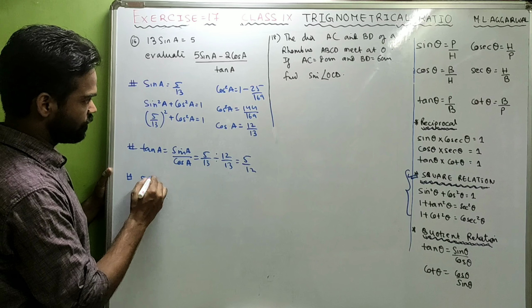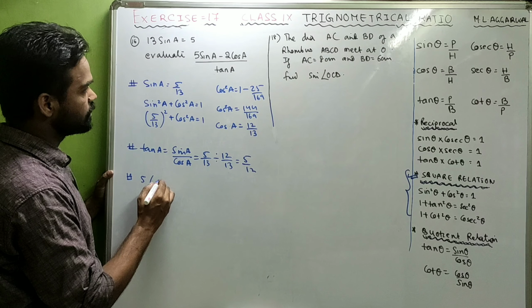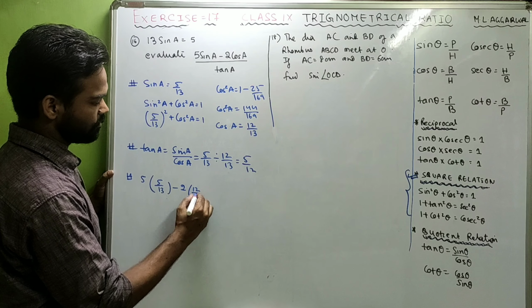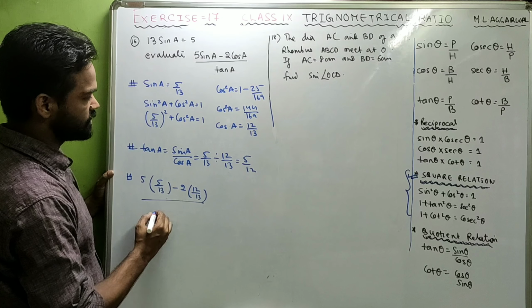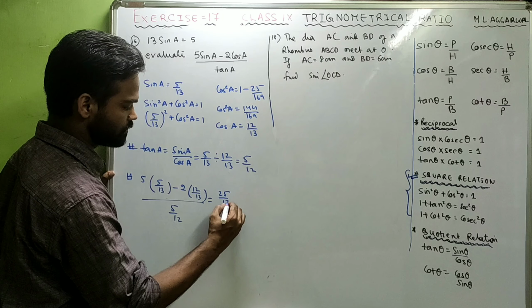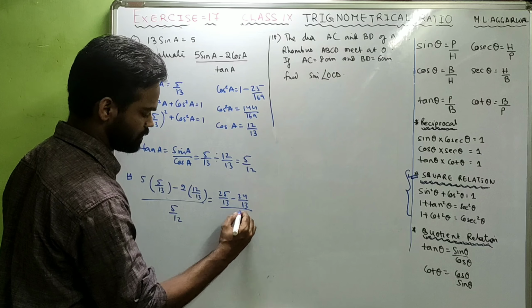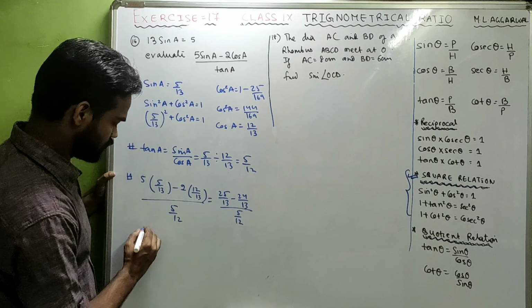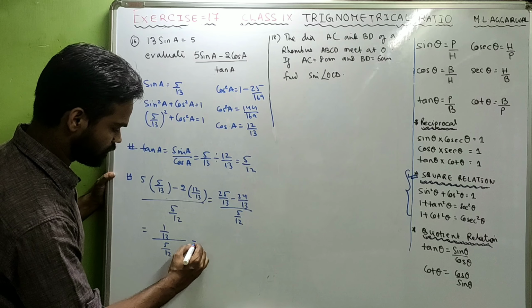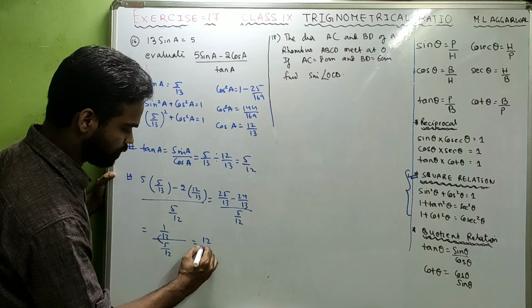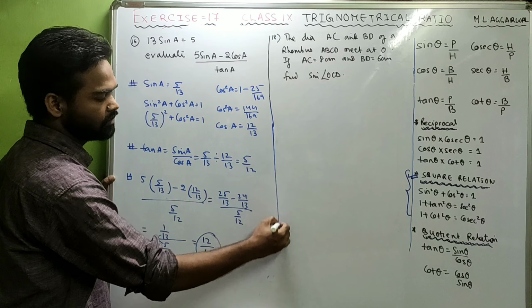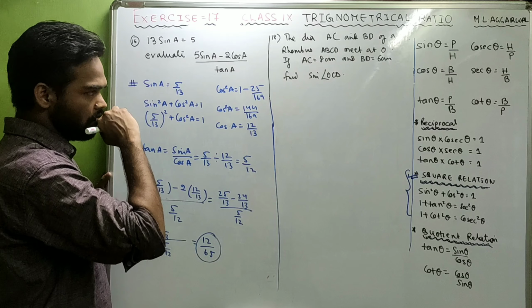They have told 5 into sin A. Sin A is how much? 5 by 13 minus twice cos A. That's 12 by 13 by tan A. That's 5 by 12. So this becomes 25 by 13 minus 24 by 13, 5 by 12. So this becomes, if I'm not wrong, 1 by 13 divided by 5 by 12. This becomes 12 by 65. Done. Now let us see this sum, number 18.